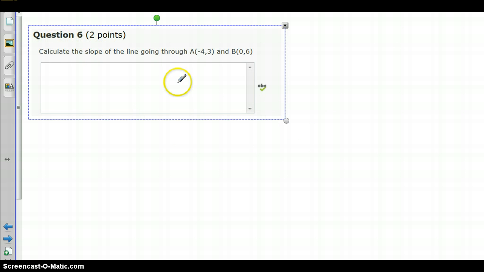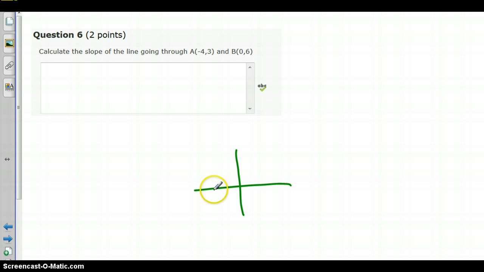6. Calculate the slope of the line going through this and this. So I have 2 points, A and B. A is -4, 3. B is 0, 6. And the reason I'm drawing this is to show that this line that I'm going to calculate has a positive slope. So when I'm done, I should have a positive slope.